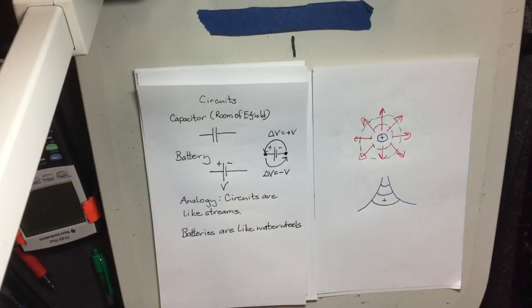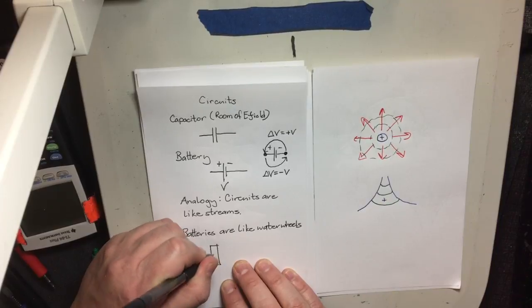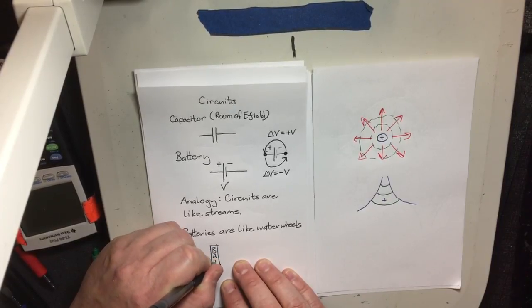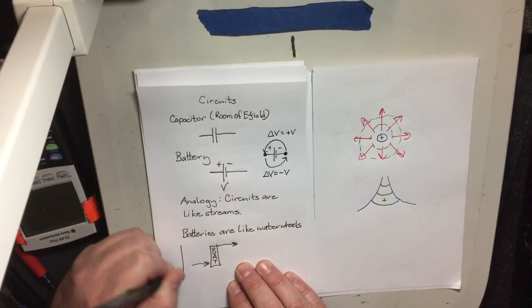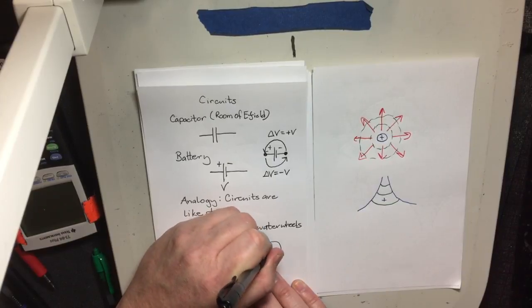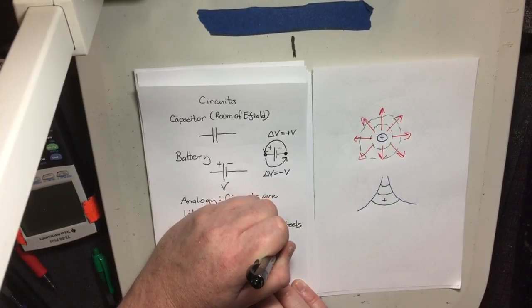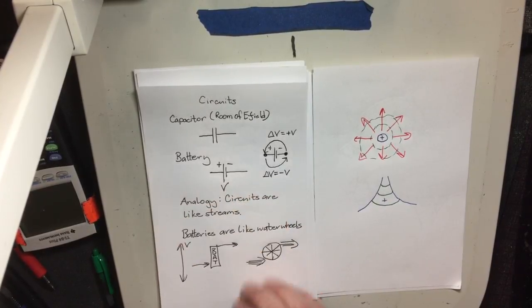So what does a water wheel do? It takes water and lifts it up from a lower to a higher gravitational potential. So water comes in. This is the battery. And then the water comes out at a higher potential. Much like a water wheel. Water flows in, the water wheel picks it up and moves it to a higher gravitational potential. So think of batteries as like water wheels. It physically moves stuff upwards in potential.